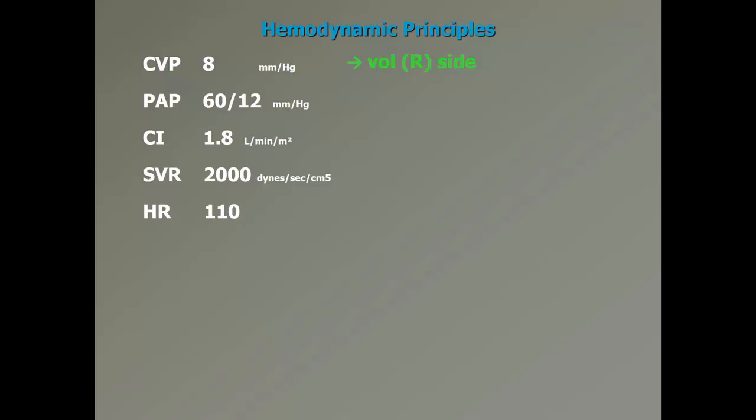So the CVP is normal. This patient likely has diuresed, and the volume on the right side is now at a normal level. Then we look at the pulmonary artery pressure, and we see that the pulmonary artery diastolic pressure is 12. Normal is 4 to 12, so we have a normal volume on the left side of the heart.